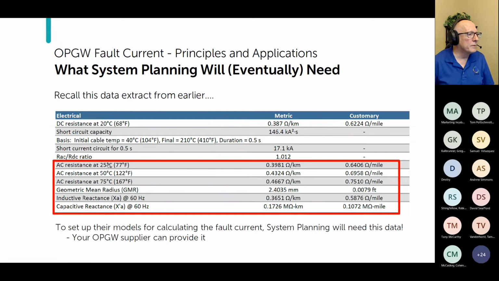AC resistance, typically at least 2 temperatures. They need something called geometric mean radius, which is its own conversation actually, and a couple other things, inductive reactance and capacitive reactance. These are things that they need, and your OPGW supplier can provide it. So this is just a typical data extract, what we used before, but a different supplier may present it in a different format, but it's the same information.